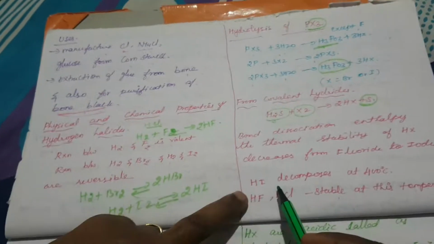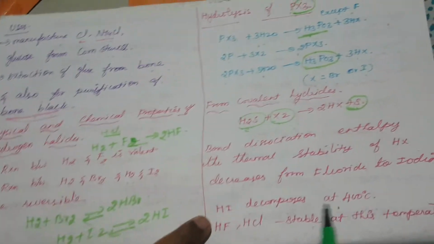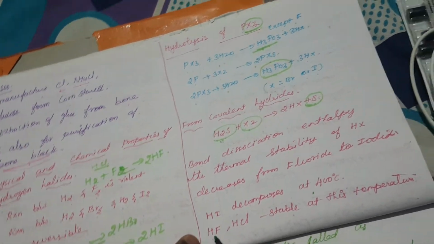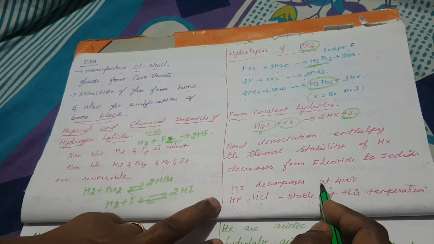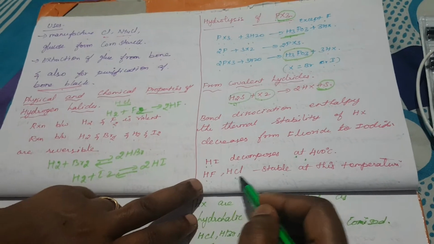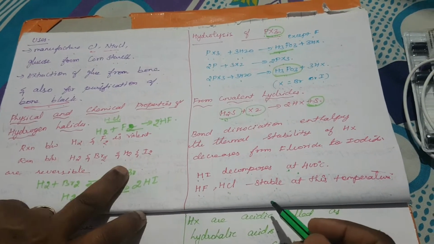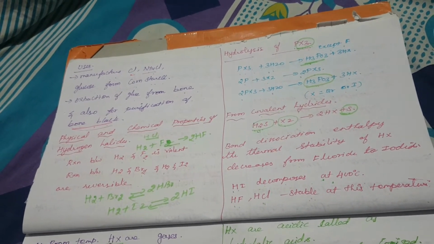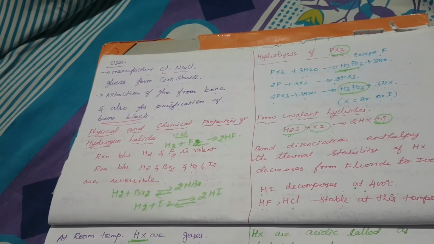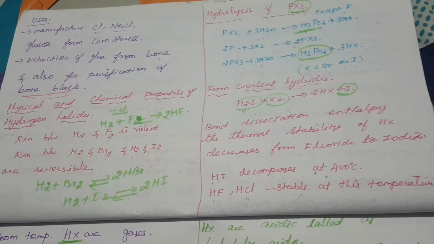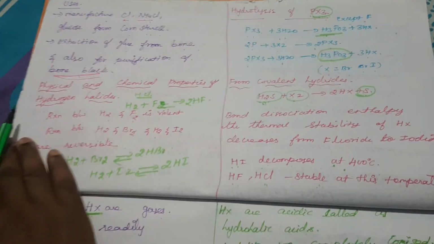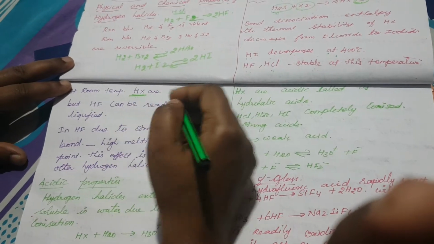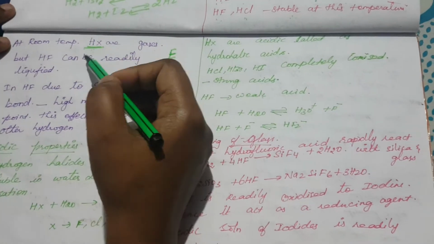Another one is that hydrogen iodide decomposes at 400 degrees Celsius, but HF and HCl are stable at this temperature. Another one is that at room temperature HX are gases. All the hydrogen halides are gases, but HF can be readily liquefied. So in all these properties, HF, or fluorine, is the exceptional one.